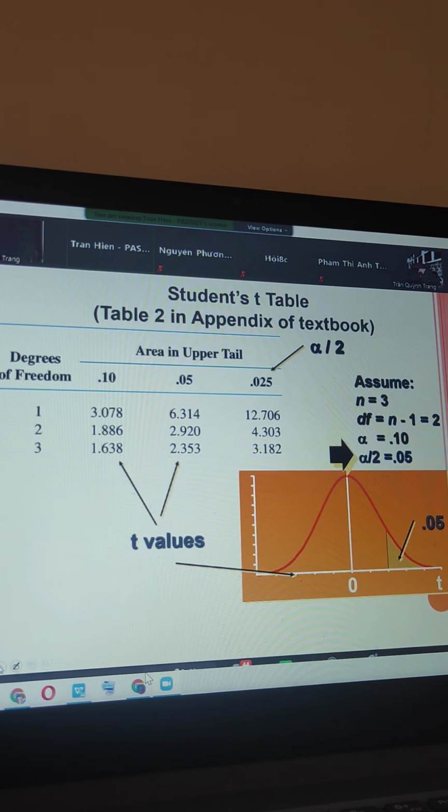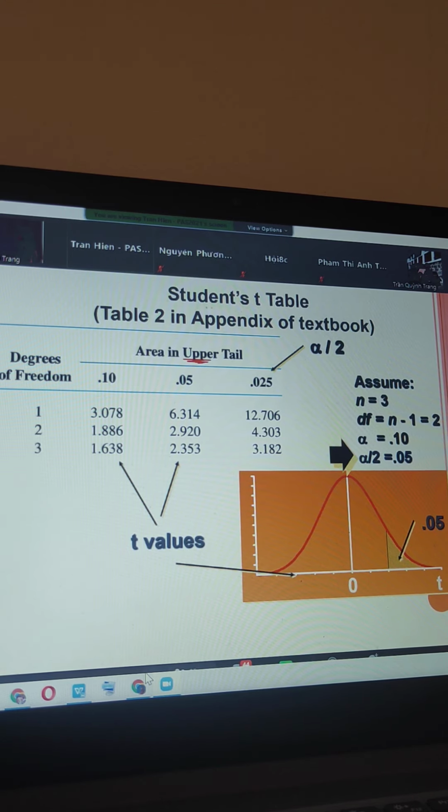Okay, so look at the slide here. You can find the tables for T distributions, the student T distribution table, in table number 2 in your textbook. When you look at the table here, there are two main parts. The first one is a column for degrees of freedom, and the second one shows you the areas in the upper tails.